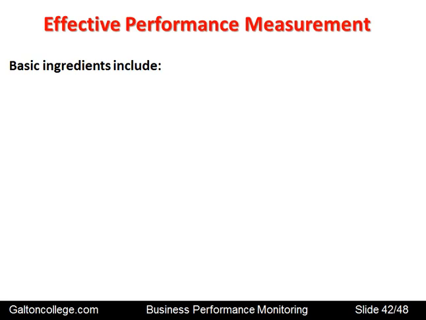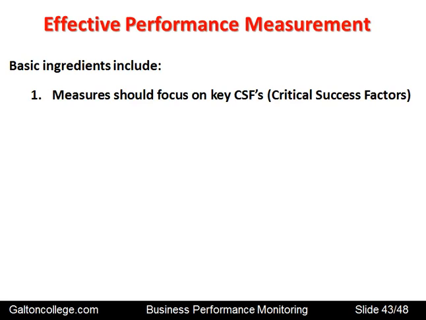Effective performance measurement. Well, the basic ingredients include measures should focus on the critical success factors. Now, a critical success factor is just an element that is necessary for an organization or project to achieve its outcome or its mission. The critical success factor is the one that must be achieved. The output that's critical. It must be achieved by the organization. So it's important to identify its critical success factors and achieve these success factors.